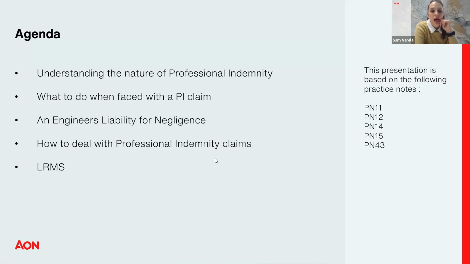I'll then chat to you about an engineer's liability for negligence, and then some further information, some further tips and guidance on how to deal with professional indemnity claims. And then I'll close with talking about the legal risk management services, which is really my team's speciality. It's what we do here at Aon, and it's the service offering that we give to our clients in terms of risk management and risk mitigation.